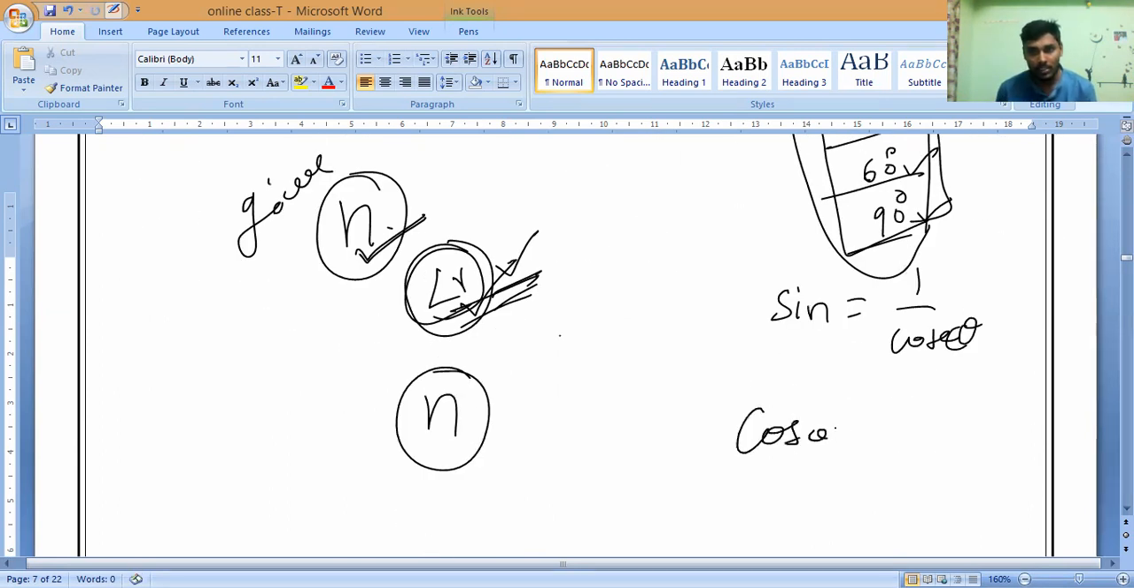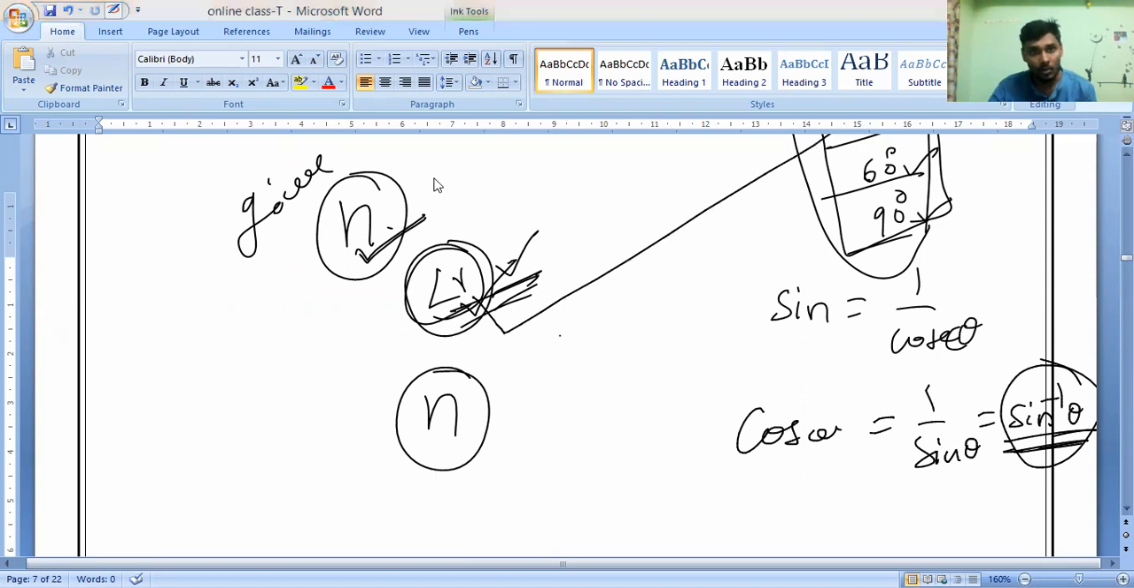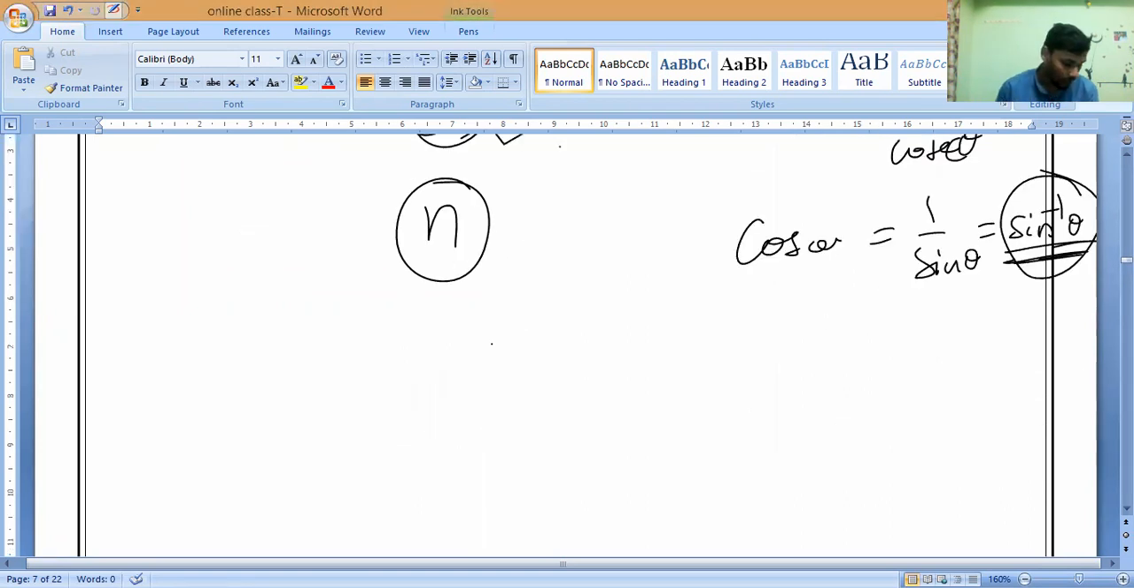So now cosecant theta is equal to 1 by sine theta. So sine theta we can write as sine inverse theta. That will be helpful for us, particularly for calculating the angle of refraction. Are you clear, guys? Okay. Now let us go with the first question.